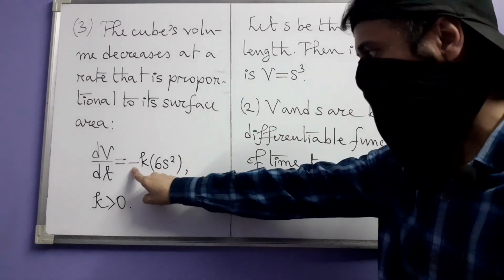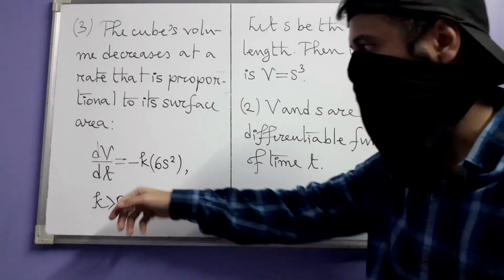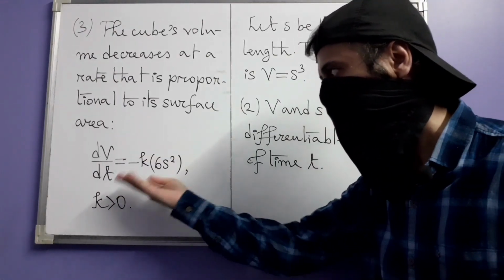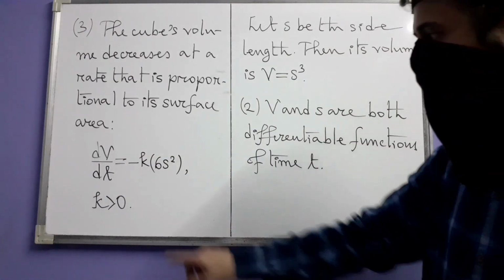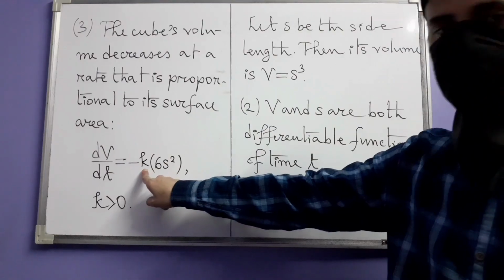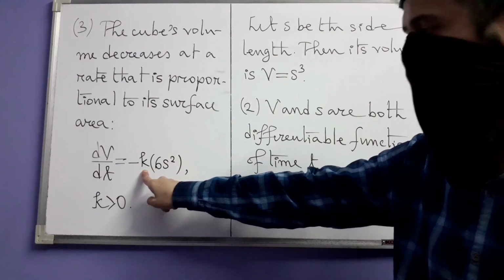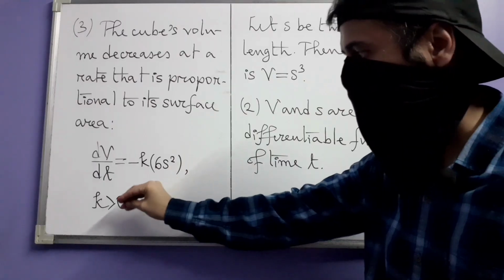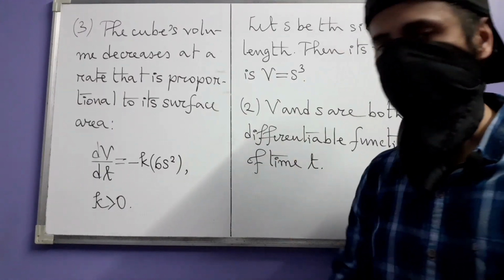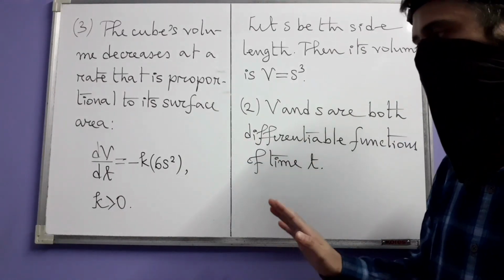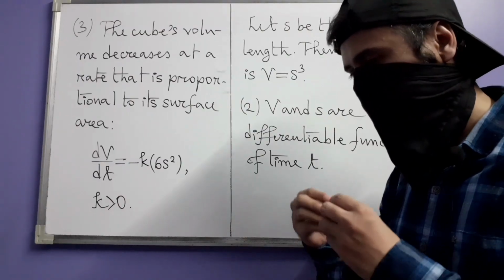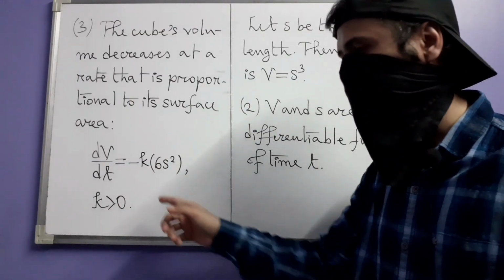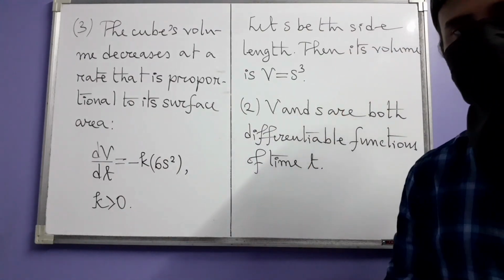The negative sign indicates that volume is decreasing with time, so the rate is negative. And this K is the constant of proportionality. And inherent in this K is another, I should not say approximation, but another restriction. We are assuming K to be a constant.